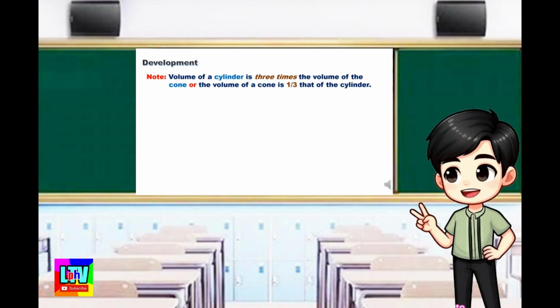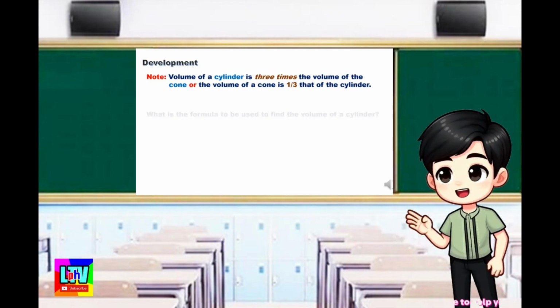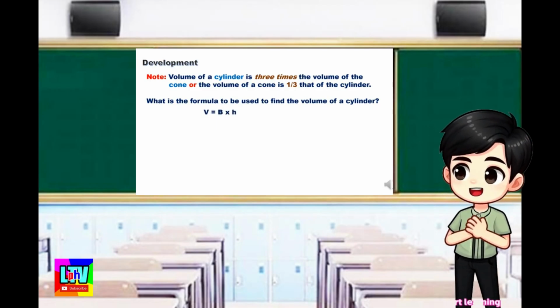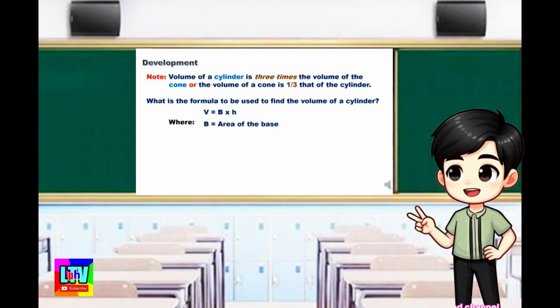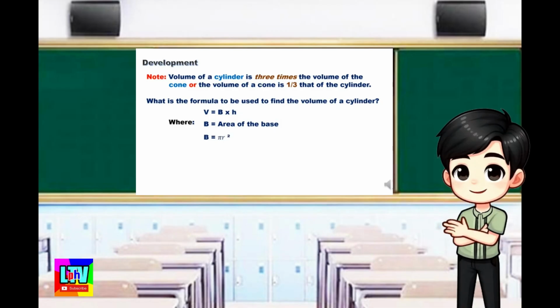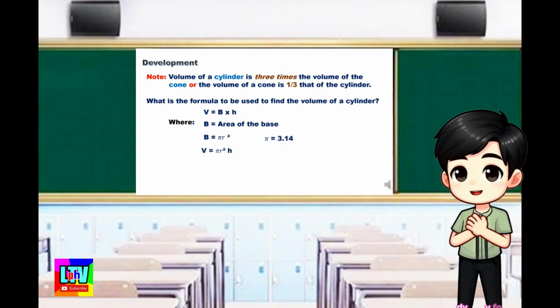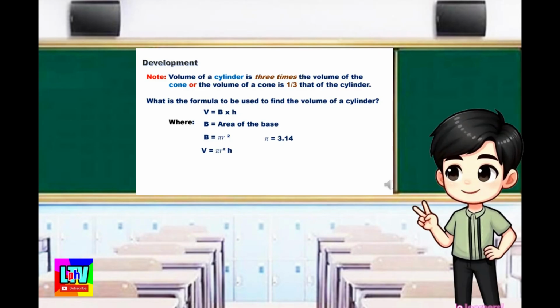So, the volume of a cylinder is 3 times the volume of the cone, or the volume of a cone is 1/3 that of the cylinder. What is the formula to be used to find the volume of a cylinder? Volume equals B times H, where B equals area of the base, or B equals pi r squared, and pi is 3.14. So volume equals pi r squared times height.